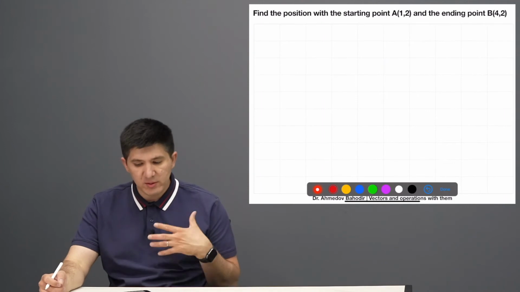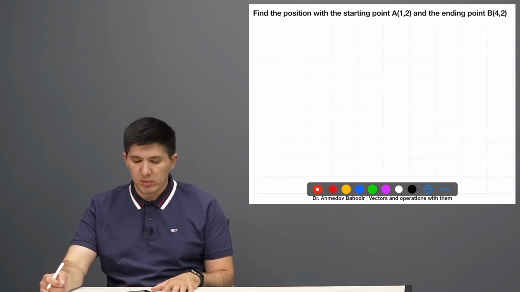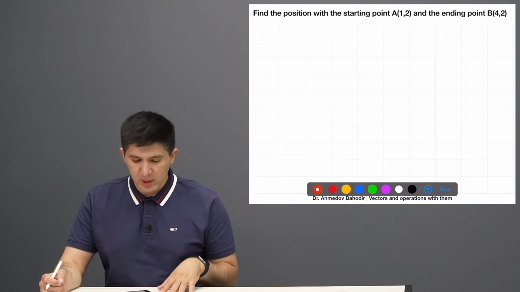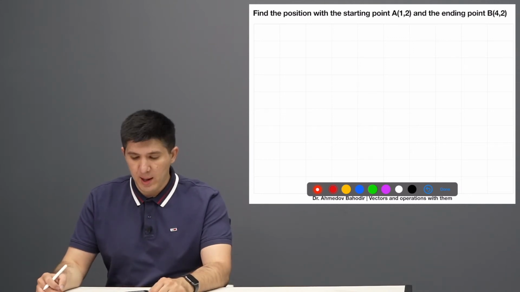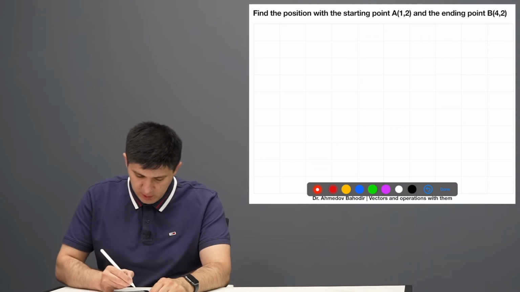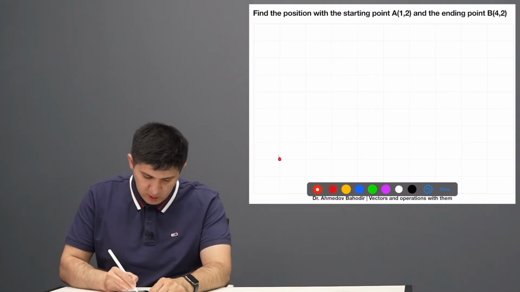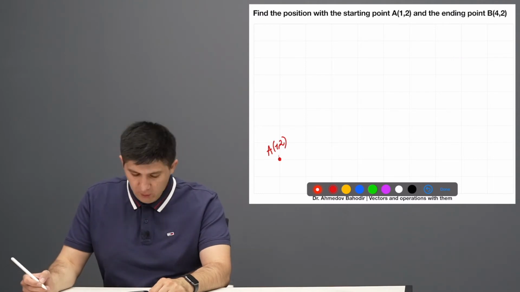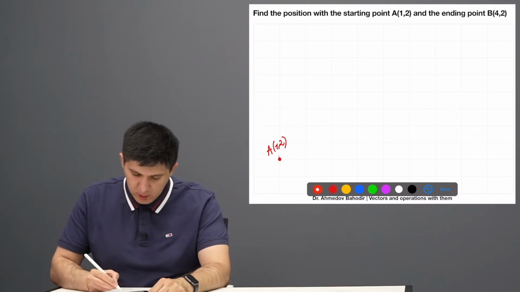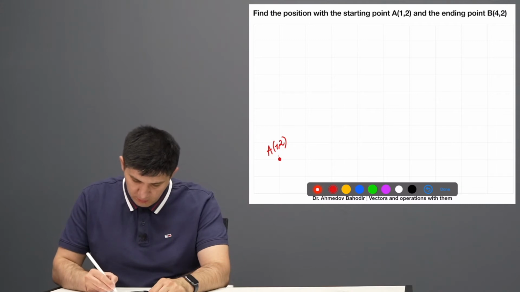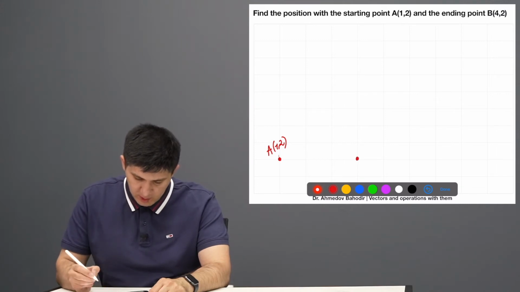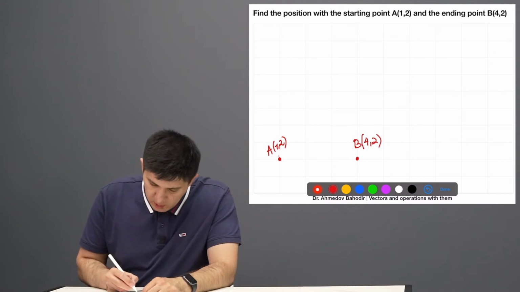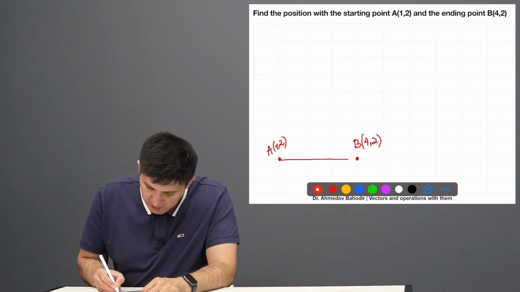Well, let's do one small example on finding the position vector. The position vector is a vector which starts from the origin. Let's say you are given a vector with the starting point A at 1 and 2. So let me draw this, 1 and 2, this is going to be A. And it has the ending point 4 and 2, so 1, 2, 3, 4, 4 and 2. B is going to have the coordinates 4 and 2, and this is going to be my vector here.